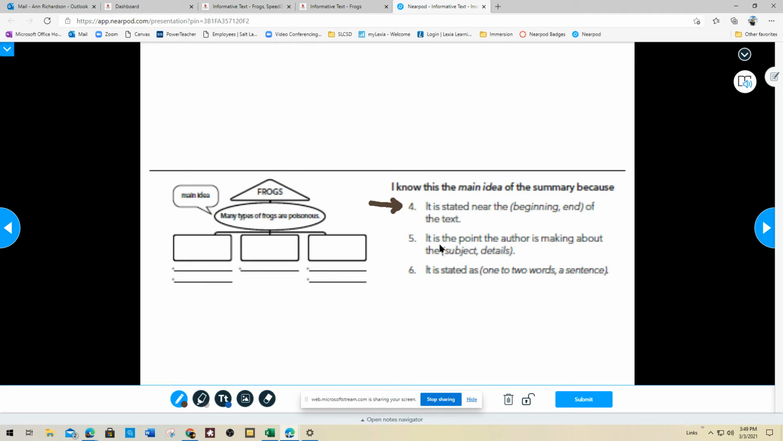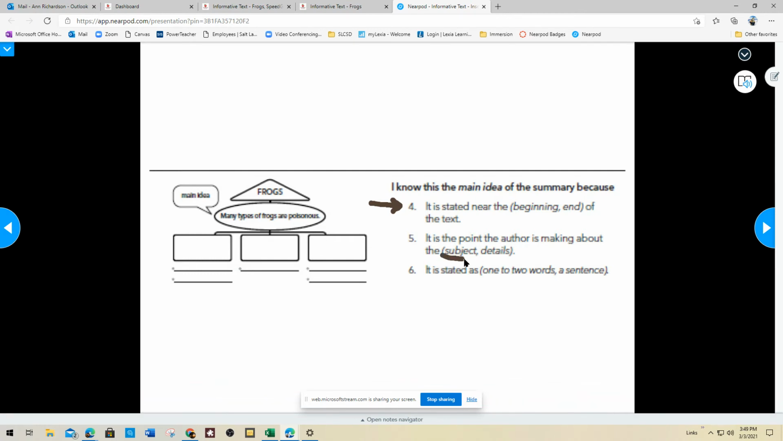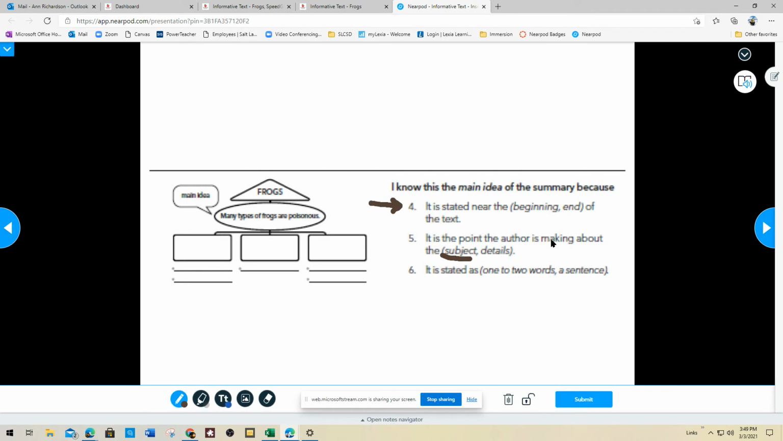Number 5, is it the point the author is making about the subject or the details? Think about it. Is the main idea clarifying the subject, frogs? Is it telling us a little bit more about frogs? Okay, underline which one you think is most appropriate. It is stated as 1 to 2 words or a sentence. Well, did they state that as 1 to 2 words or is it more like a sentence? Okay, go ahead and circle that.